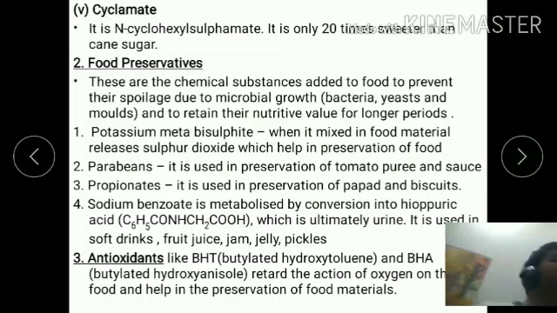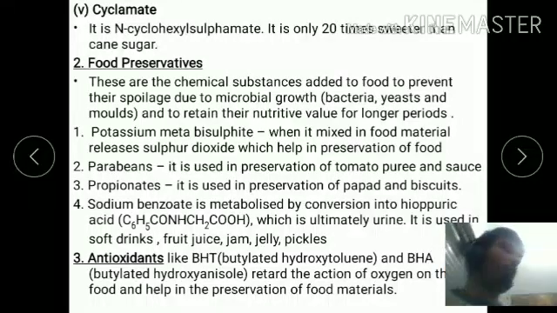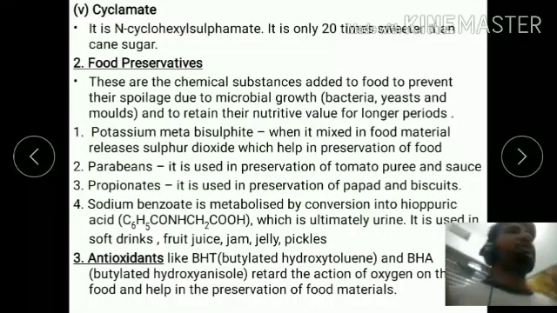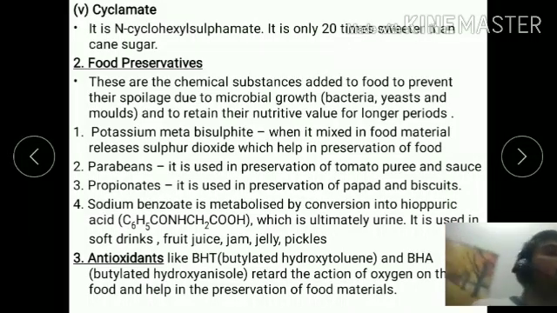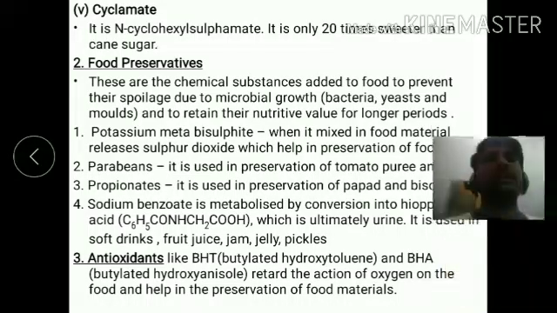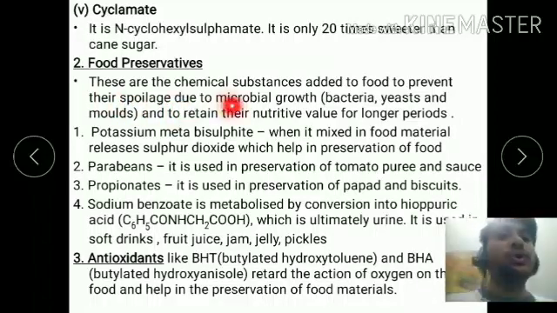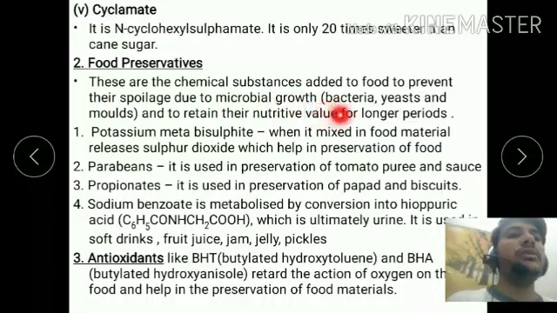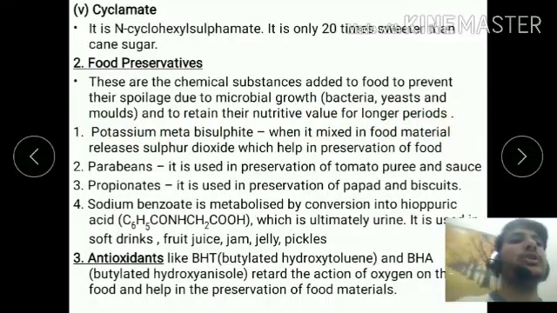You can see pickles stay for 1 year. It will not harm the body, and so many food products stay for months and months without harming our body. Why? Because we use many chemical compounds for their preservation. These are chemical substances added to food to prevent spoilage due to microbial growth, bacteria, virus, yeast, mold, and to retain their nutritional value for a longer period.